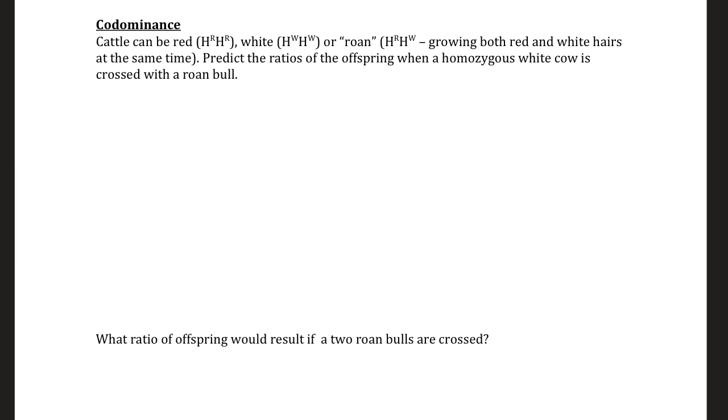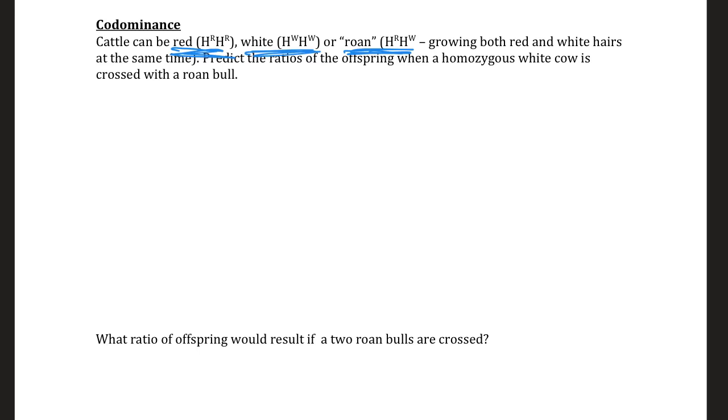It says cattle can be red, which is HRHR, and white, or something called roan. So roan is growing both red and white hair at the same time. So kind of like a spotted or patterned cow of some sort with both colors. It says predict the ratios of the offspring when the homozygous white cow is crossed with a roan bull.